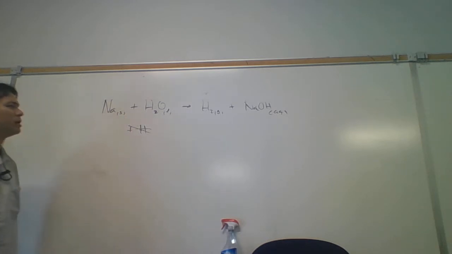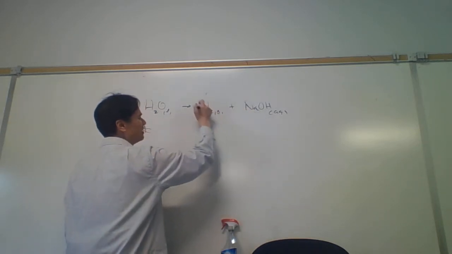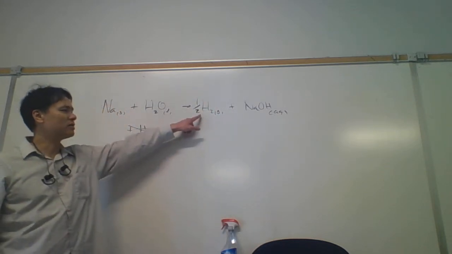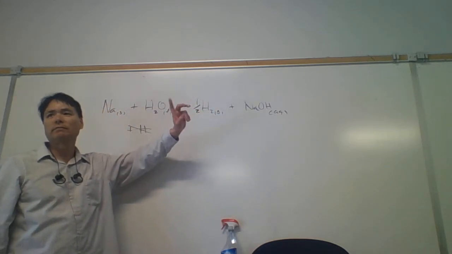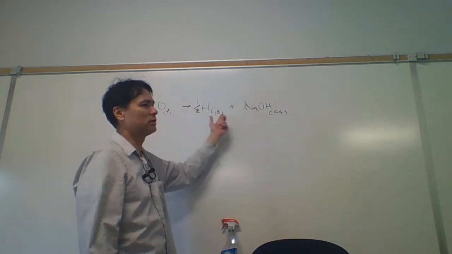And so the way we balance this is by changing the coefficients that go in front here. One easy way of doing that is this. I have 3 hydrogens here. I need to cut it down by, so if I take half a hydrogen here, that gives me 1 hydrogen. So half an H2 gives me an H, and so that gives me 2 H's.